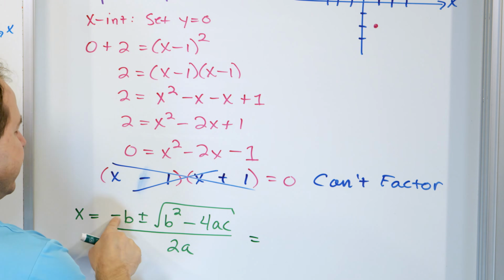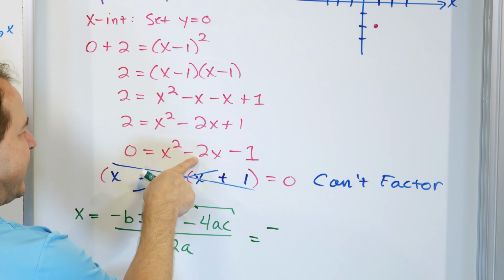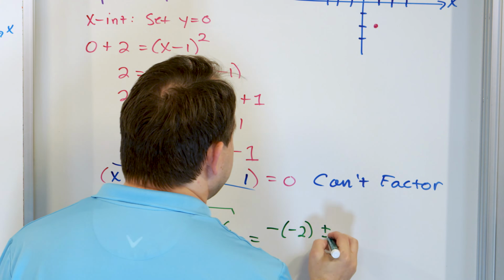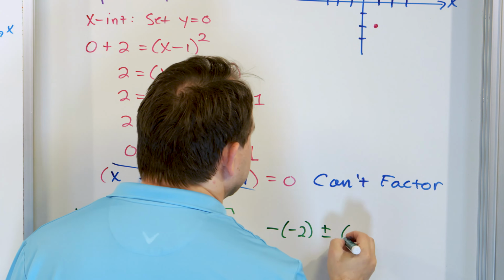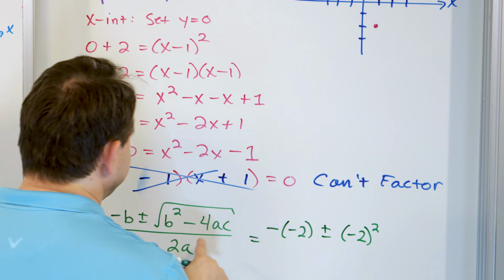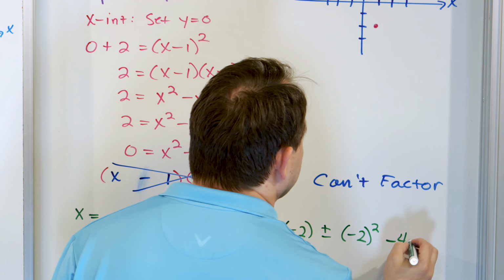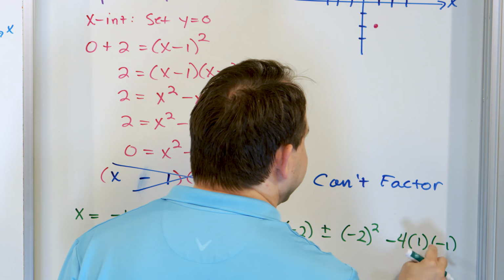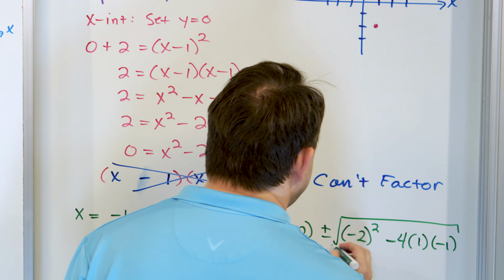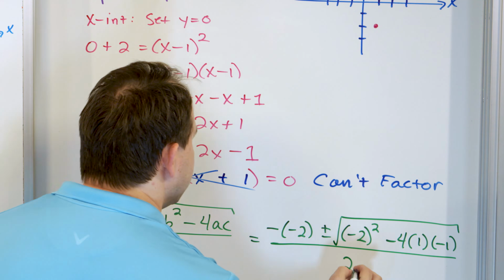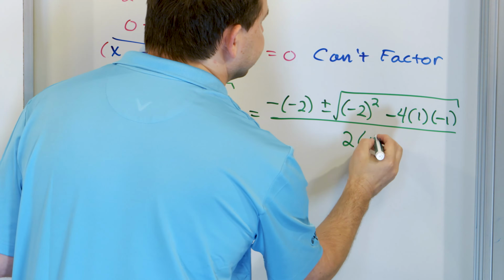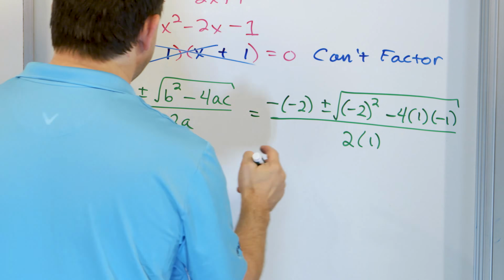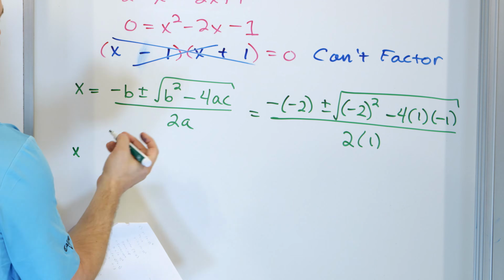So for b, I have a negative b, but b itself is negative 2, so I'm going to wrap that in parentheses. So it's negative b, and I have plus or minus the square root of b squared, which is negative 2 quantity squared, minus 4 times a, which is 1, times c, which is negative 1. A radical goes around all of that, and then this whole thing is over 2 times a, which is 1. And so we just have to crank through it. It's just work, but you'll get there.